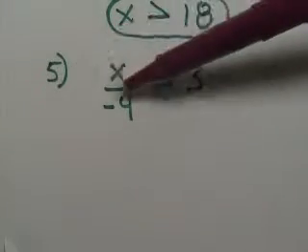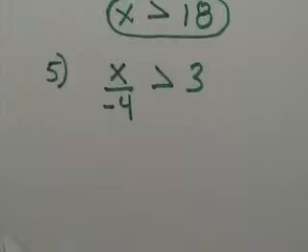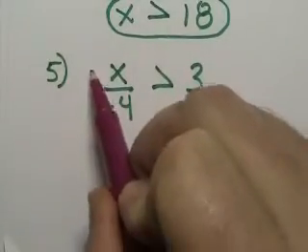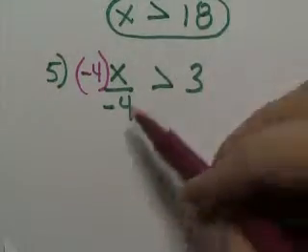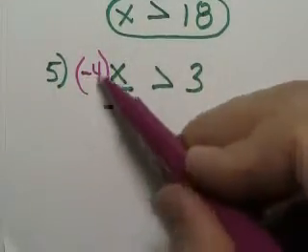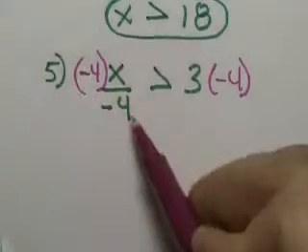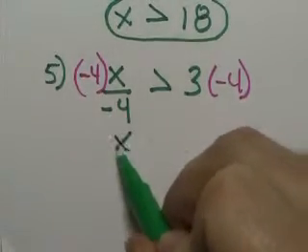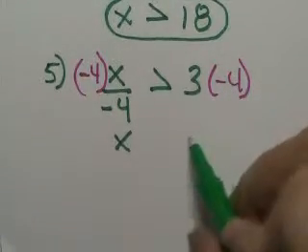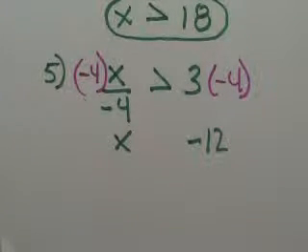Okay, on number 5, notice I'm dividing by -4. To get the variable alone, I would have to multiply by -4. See that? That's how it gets rid of that -4 down below. I have to do this to both sides though. So this all cancels out, reduces to 1. You're left with the letter x. On the right side, 3 times -4 is -12.